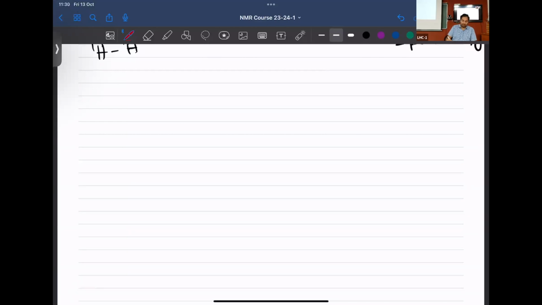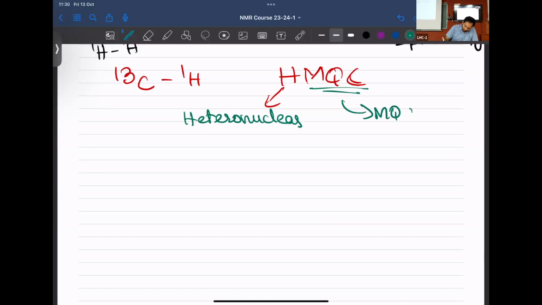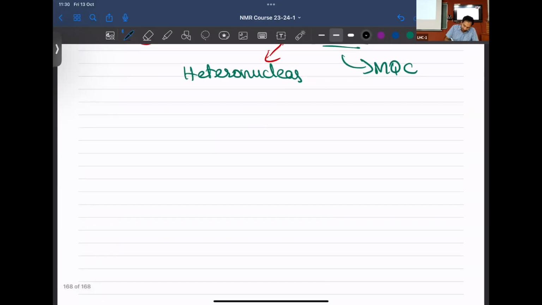So we'll start with an experiment which will correlate carbon to proton spins. The first experiment I'll end up taking is a less number of pulses experiment called the HMQC, heteronuclear multiple quantum coherence spectroscopy. Although we have seen HSQC and HMQC, why am I starting with HMQC? Because this experiment has the least number of pulses, so it's very easy to understand what's going on. Okay, let's see how the pulse program looks.